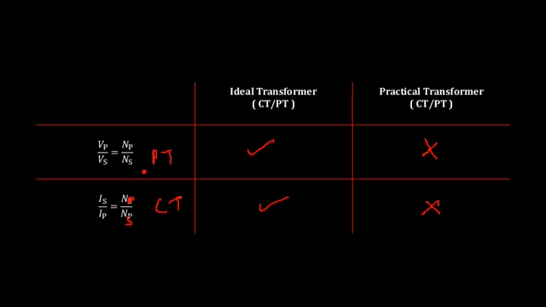Since this ratio may not be valid for a practical current transformer or potential transformer, it introduces some errors while we do the calculation, as well as when we use it in a practical case. So we are going to see what errors happen due to this condition. This is one of the conditions that we are going to see.